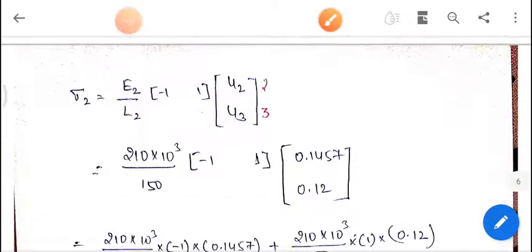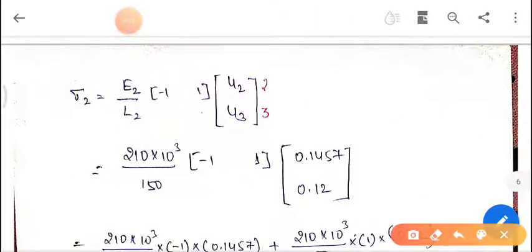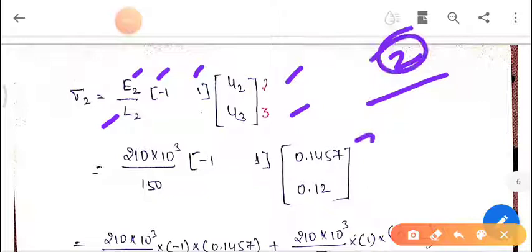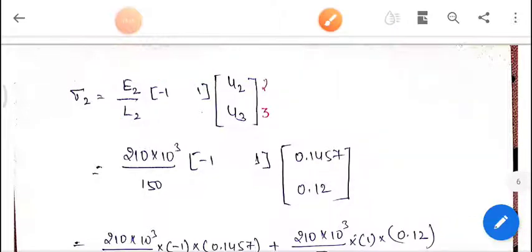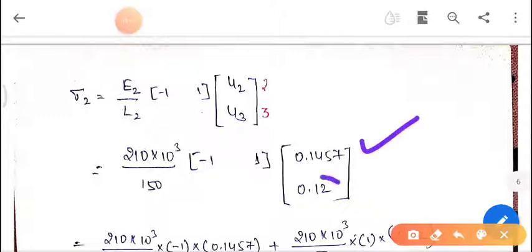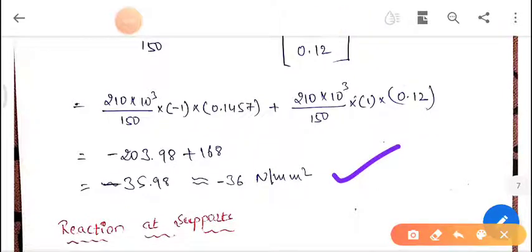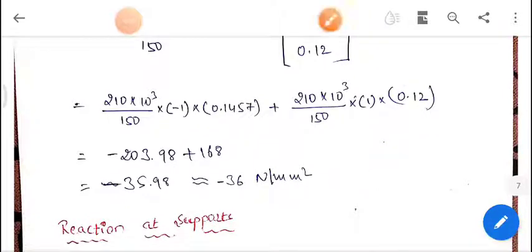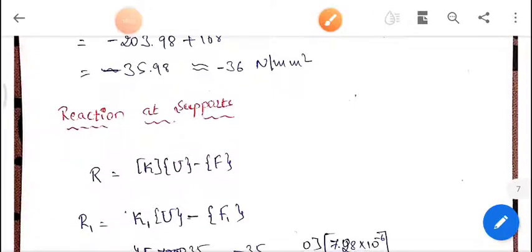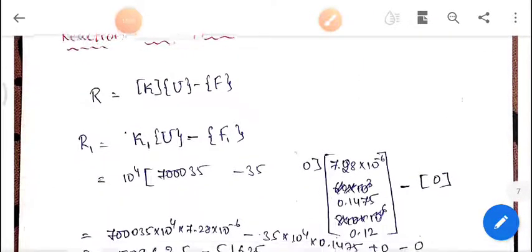Again the same thing, we need to find the stress in the second element, E2 over L2 times minus 1 1 times U2 U3, because the second element is connected between node 2 and 3, so U2 U3. Again we need to substitute the values. 0.12 is given. If you simplify this equation, we will get minus 36 Newton per mm square as the stress in the second element. Once we do this, the next step is to determine the reactions at the supports.